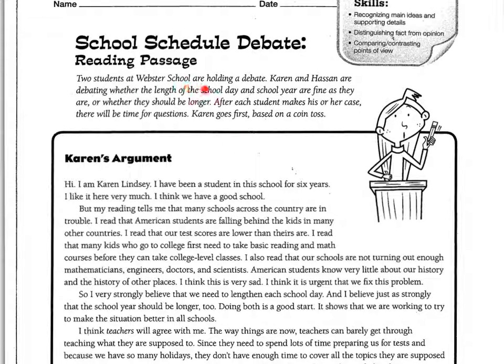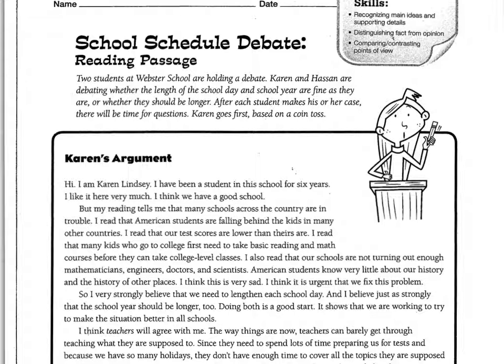Two students at Webster School are holding a debate. Karen and Hassan are debating whether the length of the school day and year are fine as they are, or whether they should be longer. After each student makes his or her case, there will be time for questions. Karen goes first, based on a coin toss. Please follow along as I'm reading it to you.